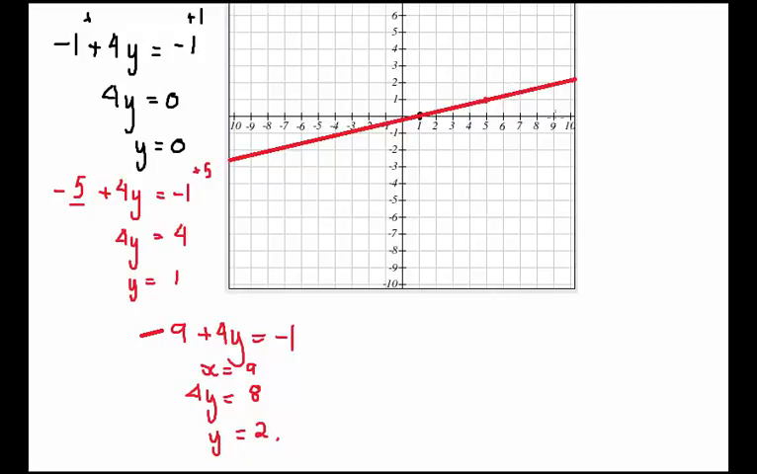Now look at that. When x is equal to 9, y is equal to 2. And that's the whole point. You could have used any points and it would have given you a point that's on this line.